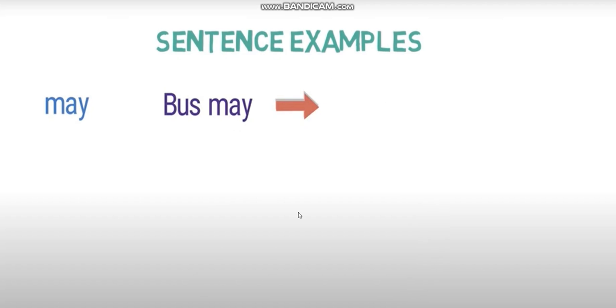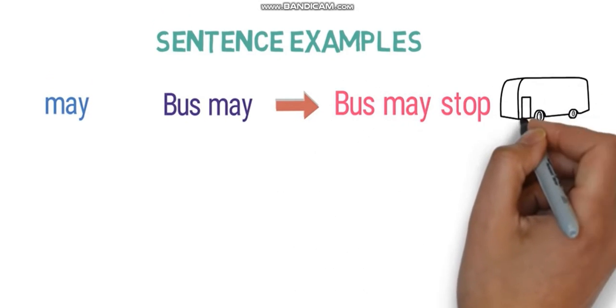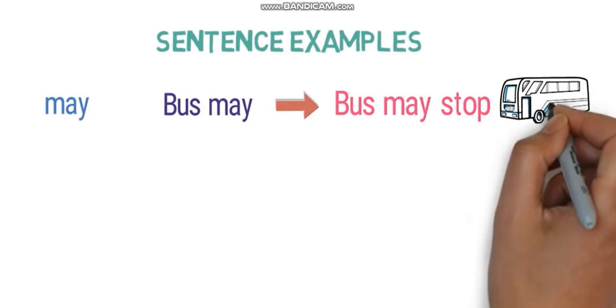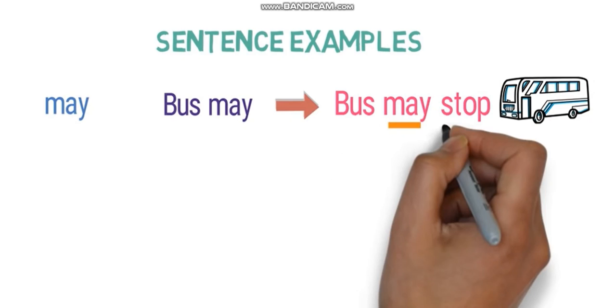Look at the complete sentence. Bus may stop. Here we are telling that bus may stop, that is, we are not sure whether it will stop or not. So here your main verb is stop and your helping verb is may. It is giving complete meaning to the sentence. So, helping verb is may here and main verb is stop.